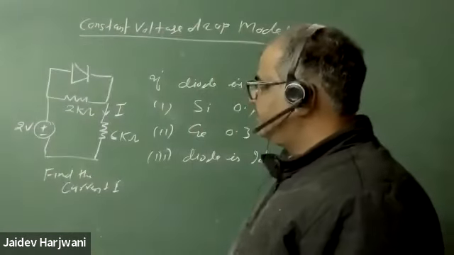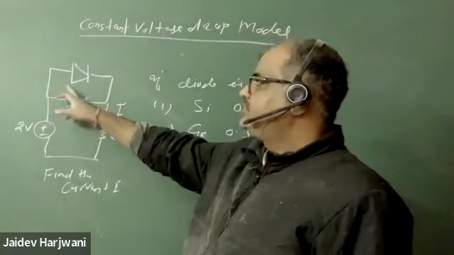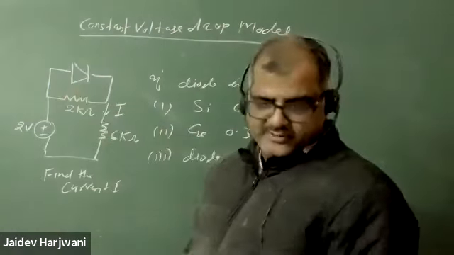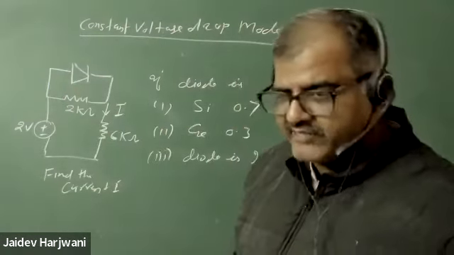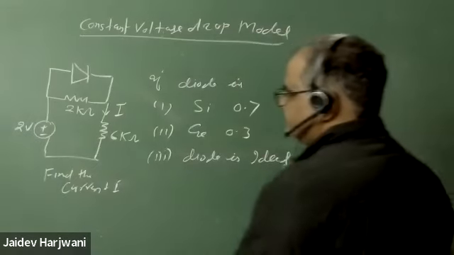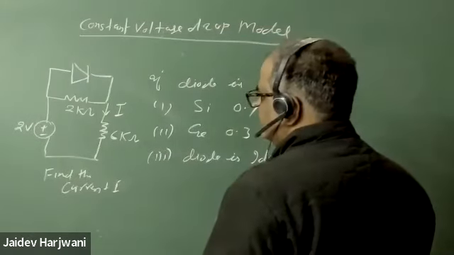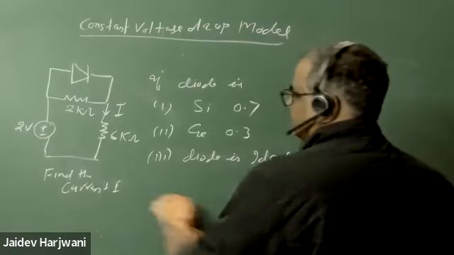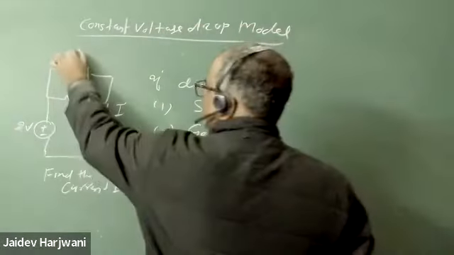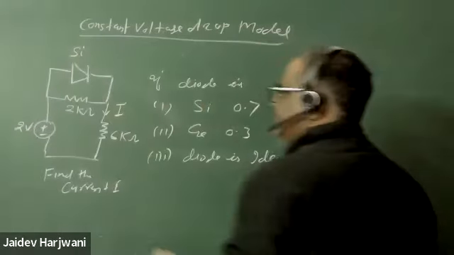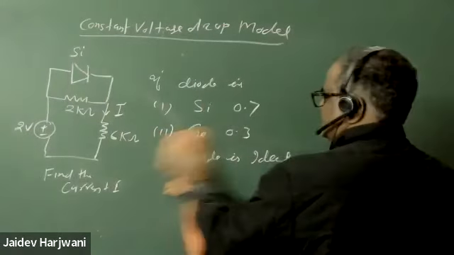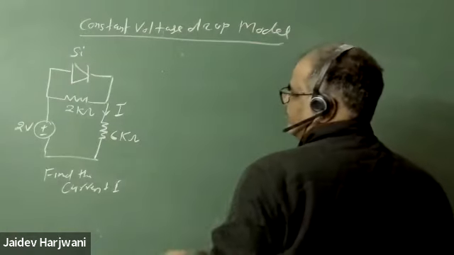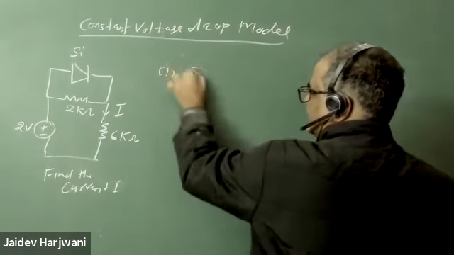So you always need to check whether current will go through this diode or not. You have to check how much voltage is coming across the diode, the open circuit voltage. So the first case, my diode is made of silicon.